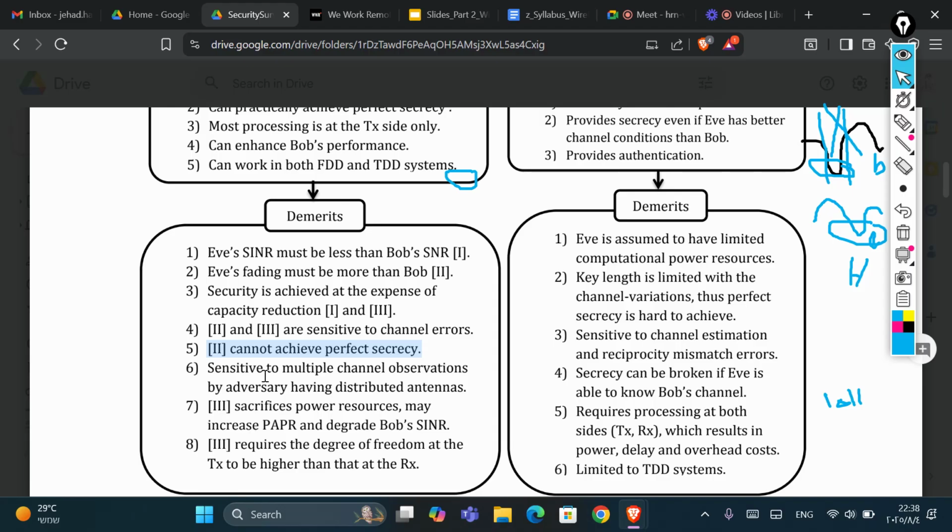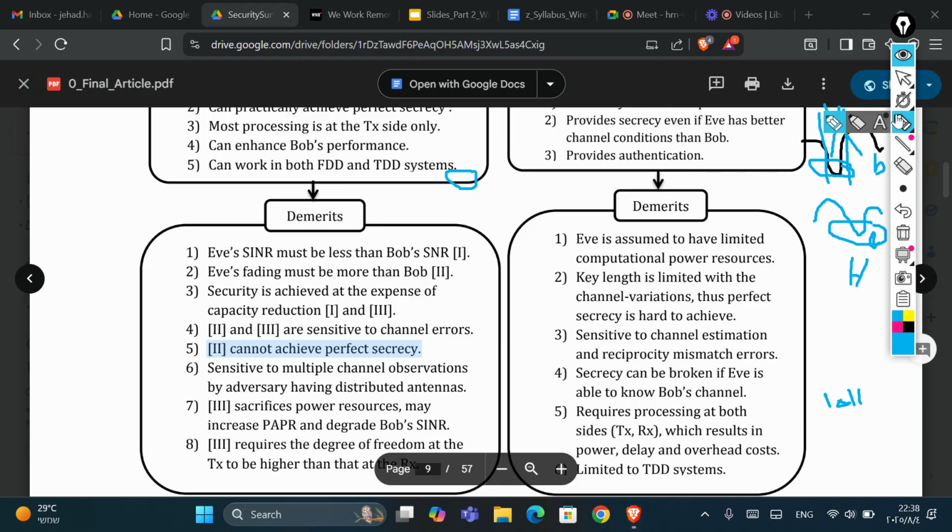And the sixth demerit says this approach generally is very sensitive to multiple channel observation by an adversary having distributed antennas. This is very important. Now, in most of our models, we assumed Eve to have only one antenna. But if Eve deploys multiple antennas, like let's say tens of antennas, and let's assume that our transmission is based on the channel of Bob, and we are maybe exploiting the diversity.